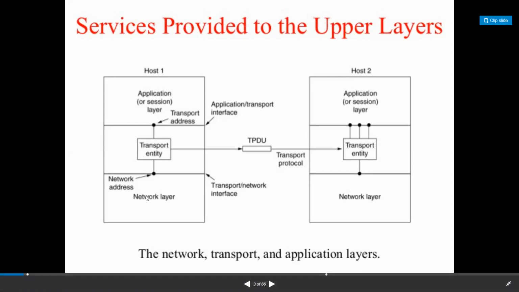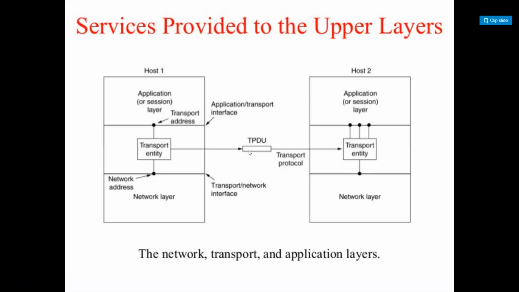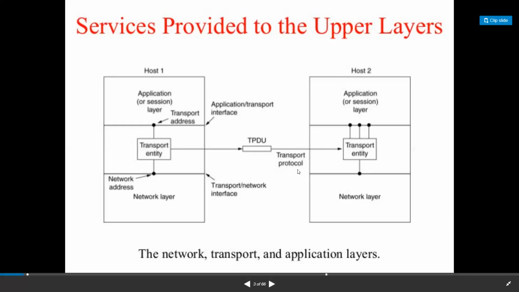The layer below the transport layer is the network layer. This is host 1 and host 2. This is the sender side and this is the receiver side. The data unit exchanged between sender side and receiver side is TPDU, that is transport layer protocol data unit. PDU means protocol data unit. This is the transport protocol. And this is the transport address.